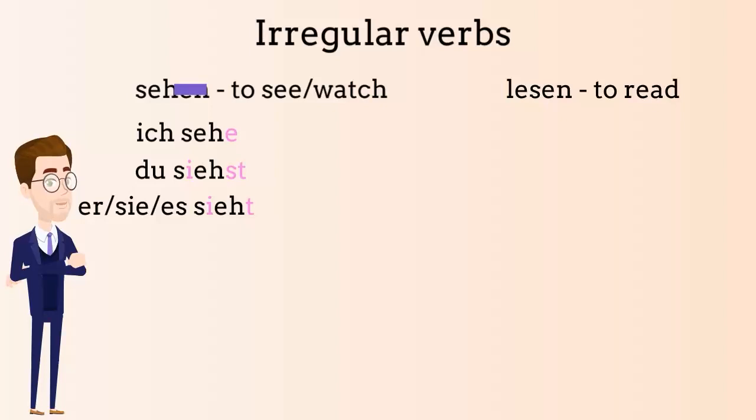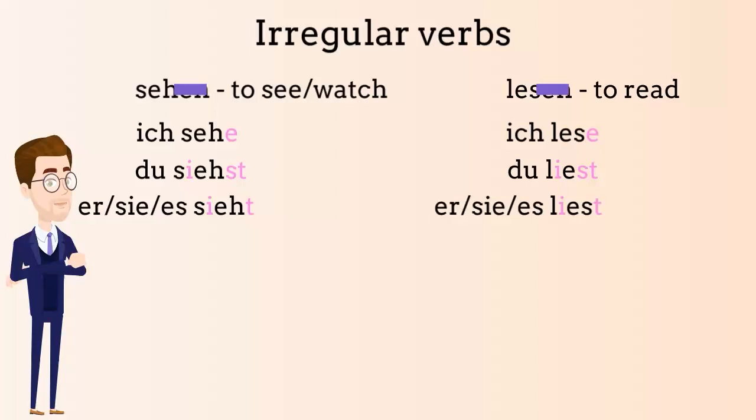Lesen, to read. Similar pattern to sehen. Ich lese, adding the e. Du liest. So we've got st on the end and also adding an i in the main section. He, she, it reads, er, sie, es liest. T ending, also adding an i in the main section.